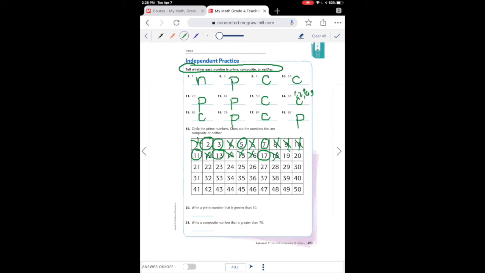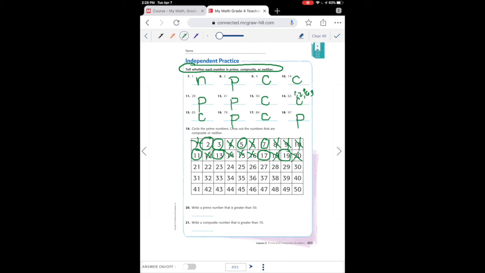19 is prime. The only factors of 19 are 1 and 19. And 20 is composite. 20, because it ends in a 0, you could divide it by 2 or 5 or 10. So it's going to have all of those numbers as factors. So since it has more than 2 factors, it is composite.